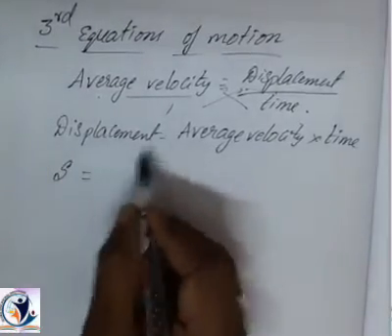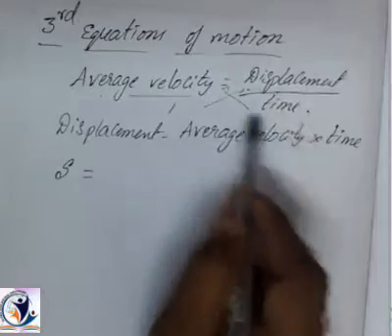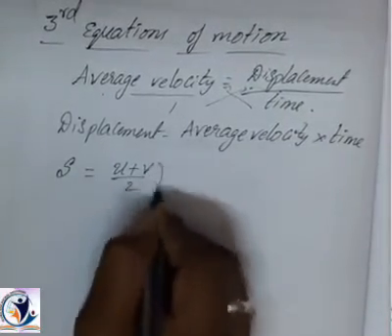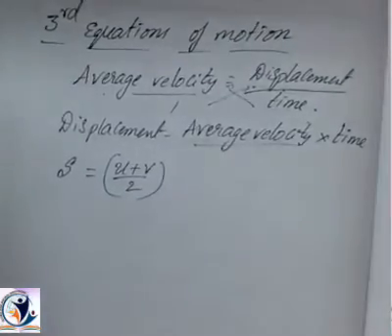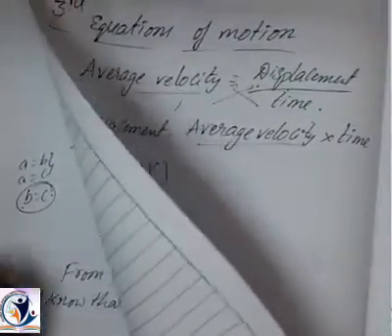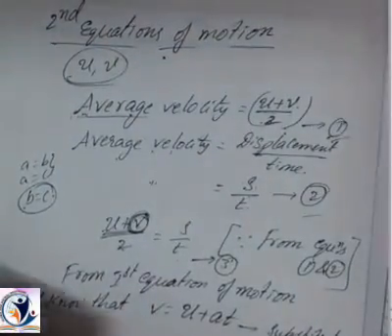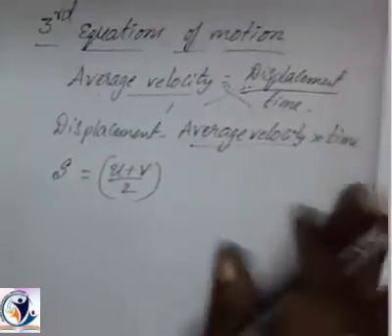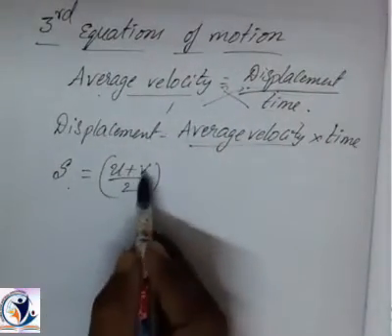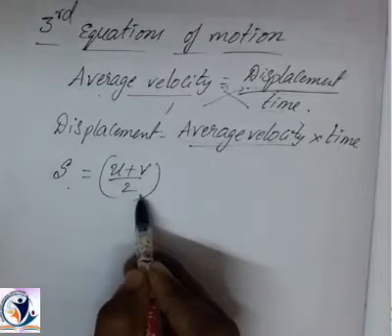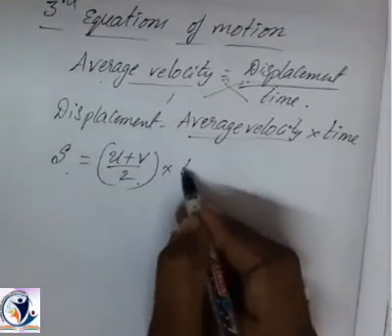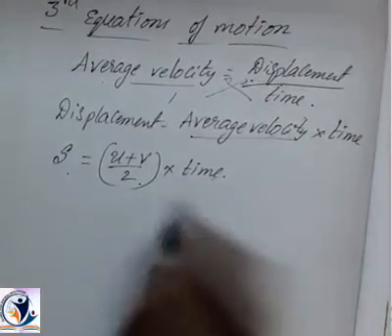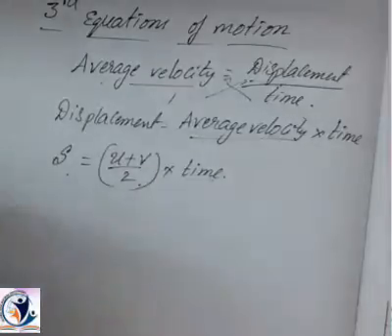Already we have taken this relation, right? So average velocity we will take the relation as (u plus v) by 2 over here. Already I have shown you in the previous equation of motion, equation of motion 2, that average velocity is (u plus v) by 2. So s is equal to (u plus v) by 2, into time. Time in the sense here, t.